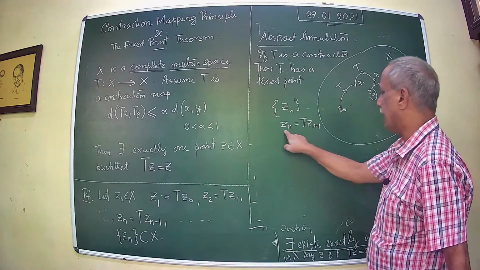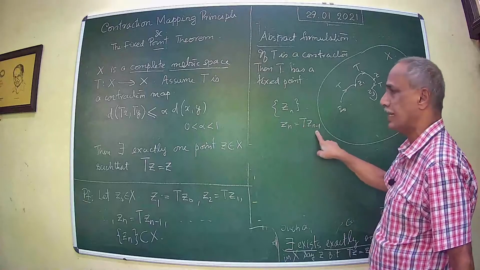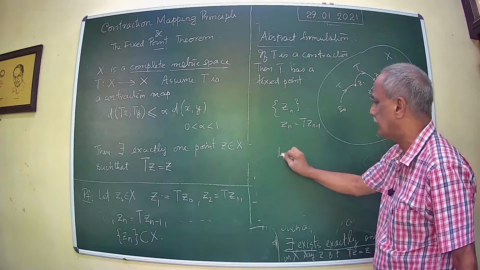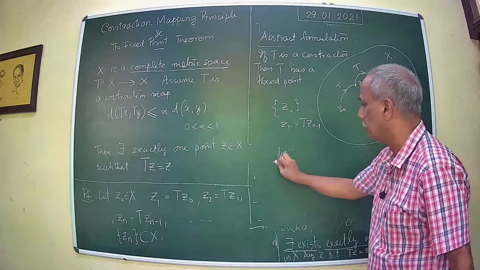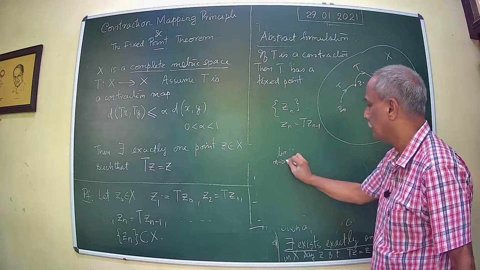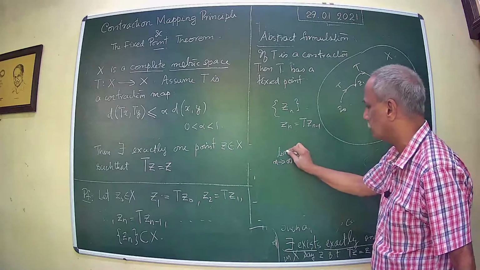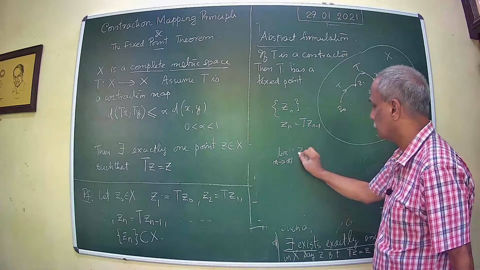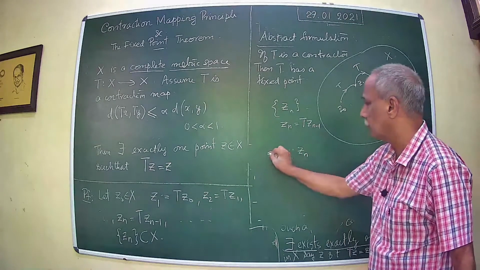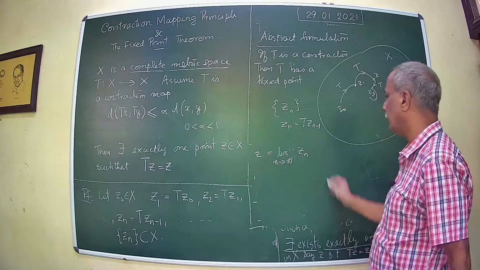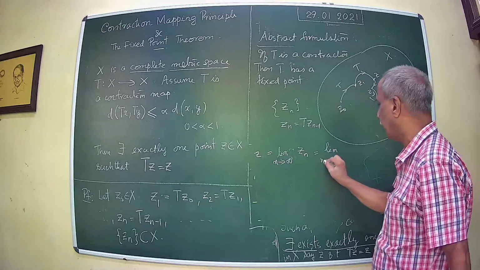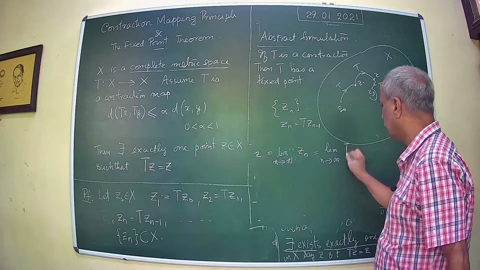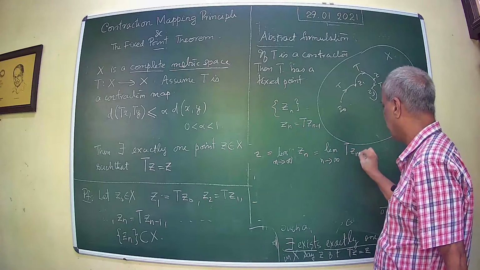So I can write Zn equal to T Zn minus 1. Let me let n tend to infinity. Suppose the sequence converges to some z. This is equal to z. What about T Zn? You are taking this limit as n tends to infinity of T Zn minus 1.